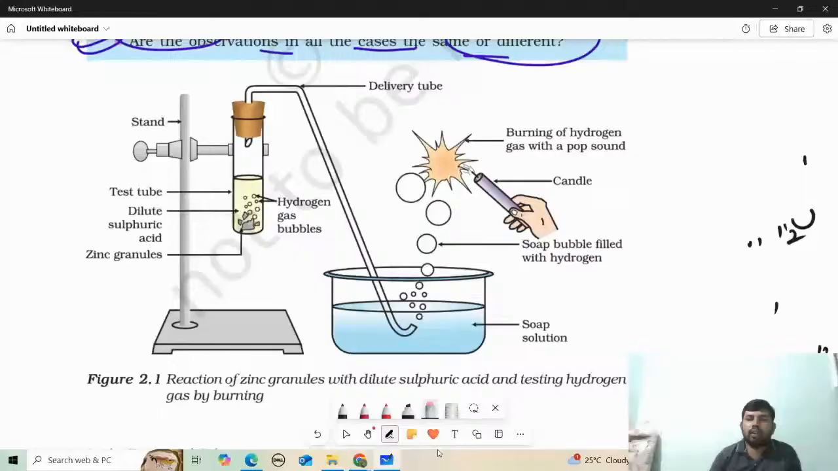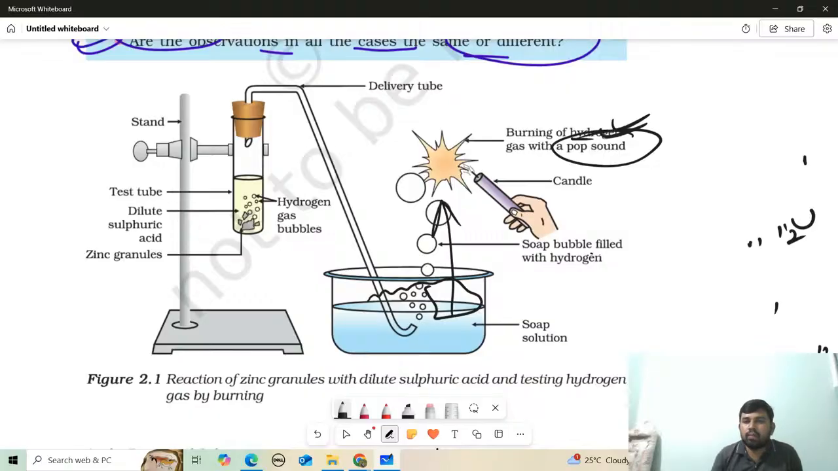Here you see hydrogen gas will be there. This is soap solution. The soap solution will trap these bubbles. When the bubbles are brought near a candle, they are going to burn. The burning of hydrogen gas gives a pop sound. This confirms the produced gas is hydrogen gas.